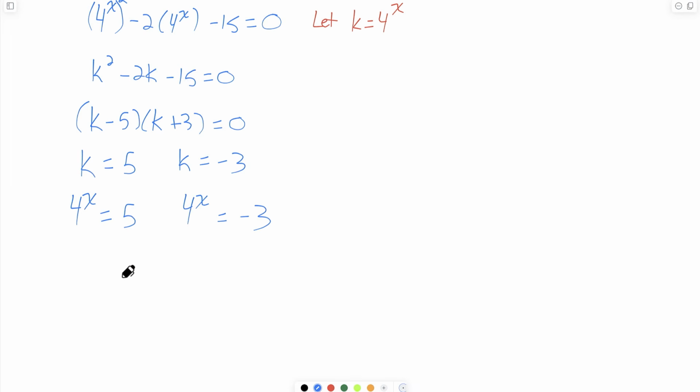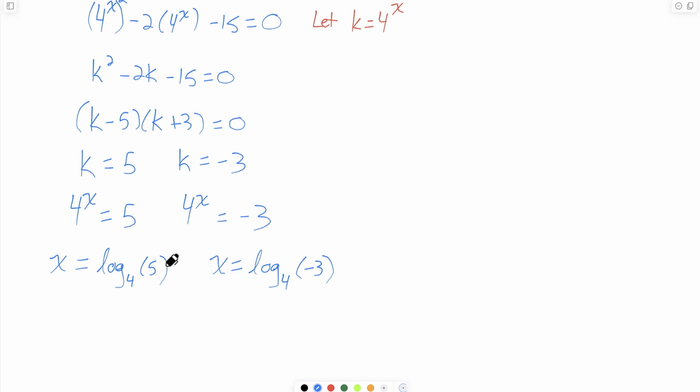And then when solving for an unknown exponent, we can use a logarithm for that. If I want to know the value of x, which is the exponent that goes on 4 to get 5, I can use log base 4 of 5 to get me that value. And if I want to know what exponent goes on 4 to get negative 3, that exponent would equal log base 4 of negative 3.